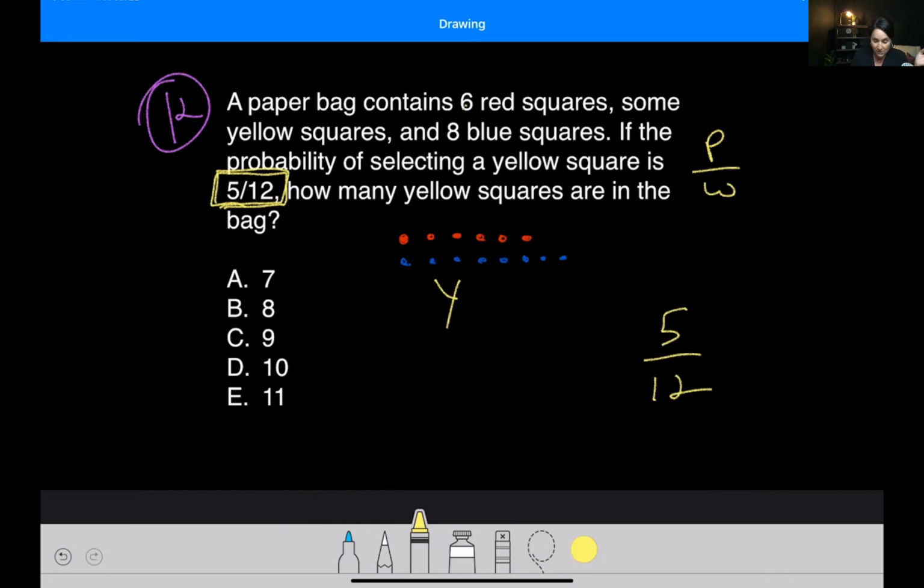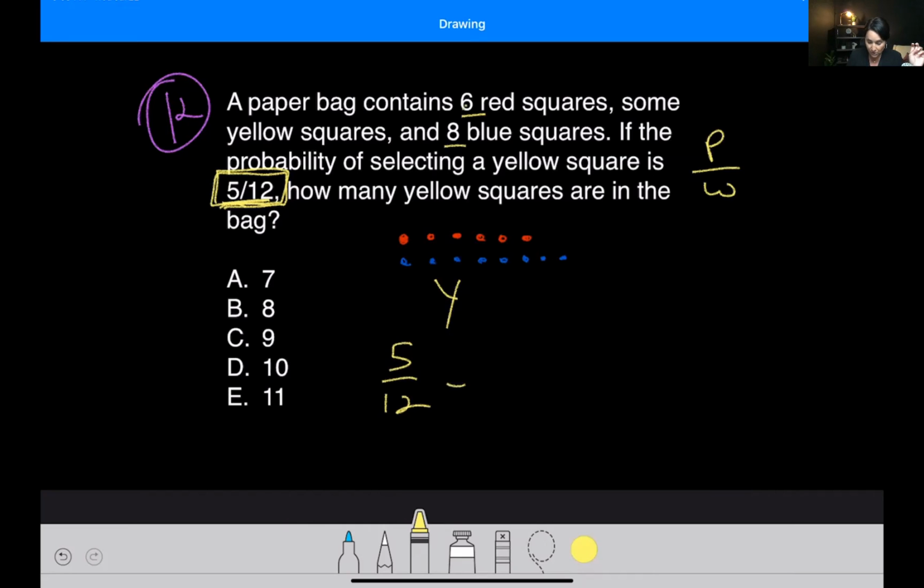But I can tell this is reduced because I have 6 red and 8 blue already without even knowing the yellow. That's 14. At least 14 should be on the bottom because I also have some yellow squares. So I know that this is a reduction. So 5/12 is reduced. Now, how do I find that probability of picking yellow?